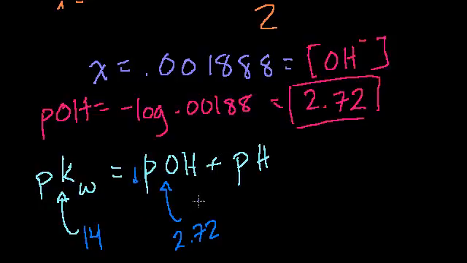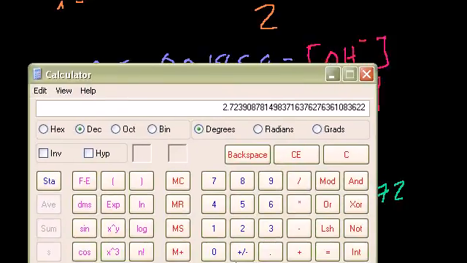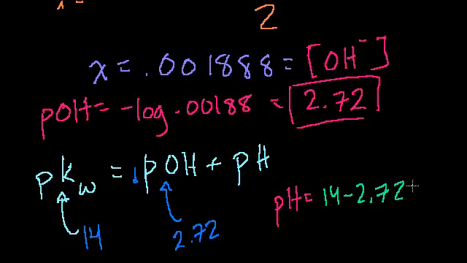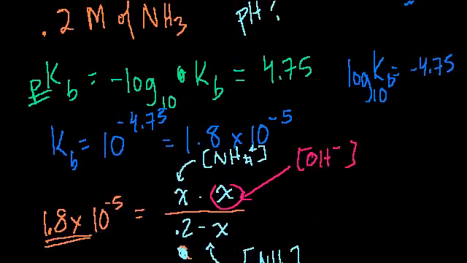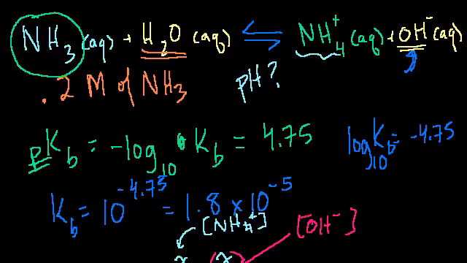I don't want to confuse you too much. So what is your pH going to be? Your pH is going to be equal to 14 minus 2.72, which is 11, let's just say 11.3. So your pH is equal to 11.3, which makes sense because we said this was a weak base. Ammonia is a weak base, so it's basic, so it should increase your pH above the neutral 7. So the pH should be greater than 7.